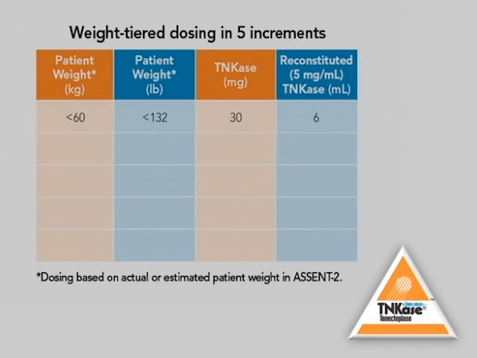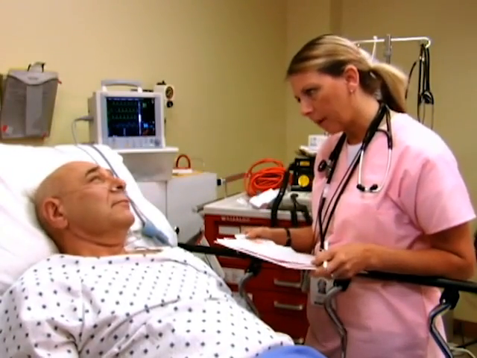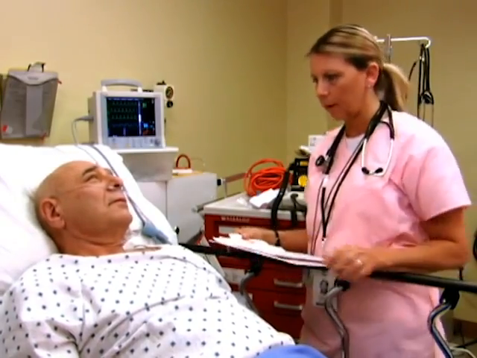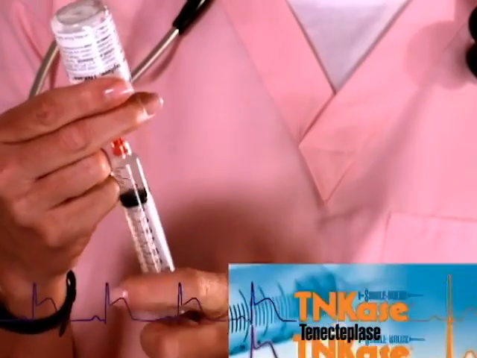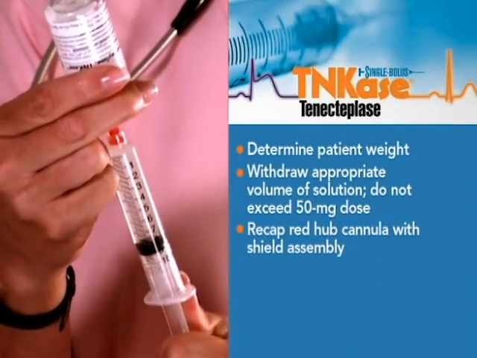Simple weight-tiered dosing. TNKase uses a simple weight-tiered dosing regimen of 5 broad increments. You can determine patient weight in several ways, depending on the circumstances. Weigh the patient to determine the correct dosing tier. Once the patient's weight has been determined, withdraw the appropriate volume of solution from the vial using the red hub cannula. The recommended dose should not exceed 50 milligrams.